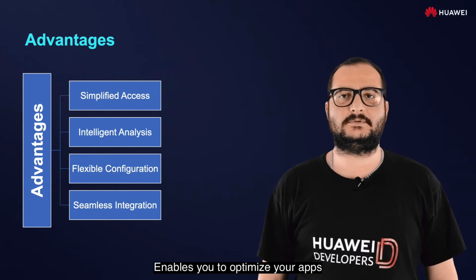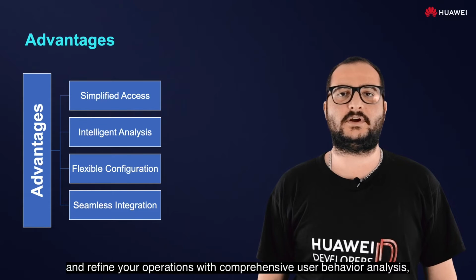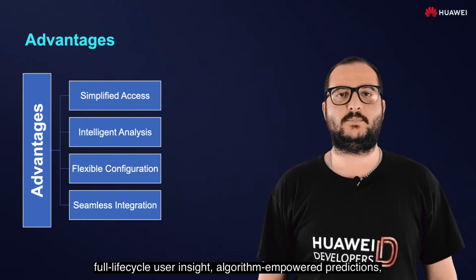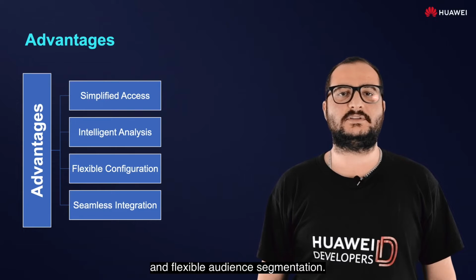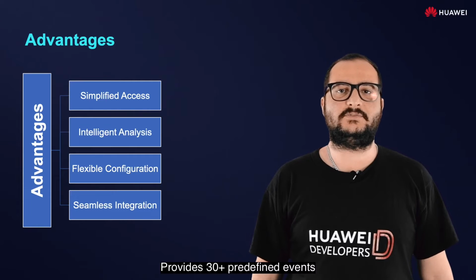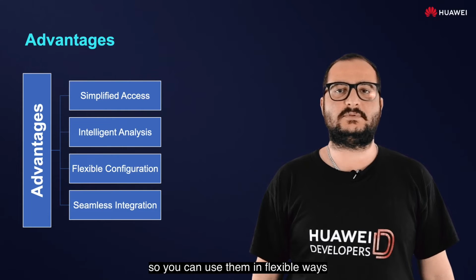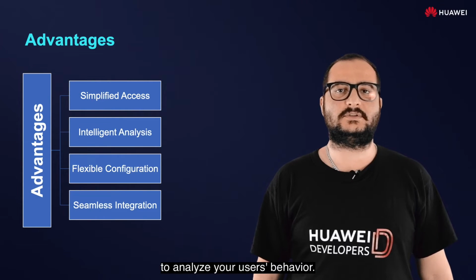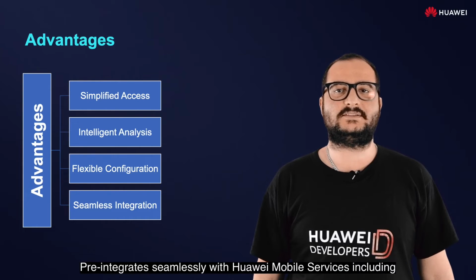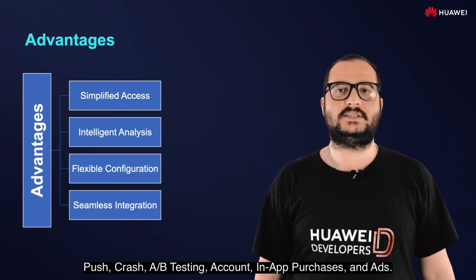Intelligent analysis enables you to optimize your apps and refine your operations with comprehensive user behavior analysis, full lifecycle user insight, algorithm-empowered prediction, and flexible audience segmentation. Flexible configuration provides more than 30 predefined events and 500 custom events, so you can use them in flexible ways to analyze your users' behavior. Seamless integration pre-integrates seamlessly with Huawei mobile services, including push, crash, A/B testing, account, in-app purchases, and ads.